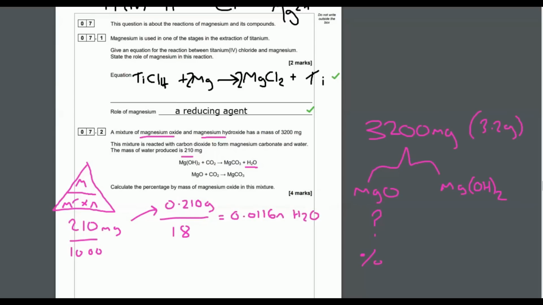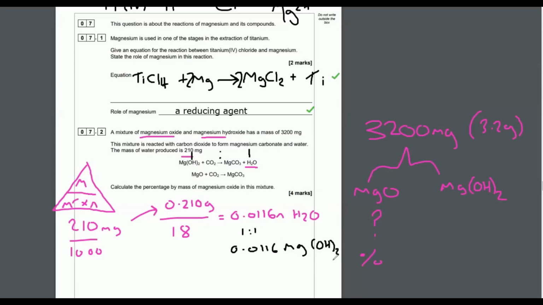Now, you might say to yourself, but why have you worked out the H2O? Well, the H2O is in a ratio of 1 to 1 with the magnesium hydroxide, with one of our constituents of the mixture. So we now know, as it's a 1-to-1 ratio, we also have 0.0116 Mg(OH)2.